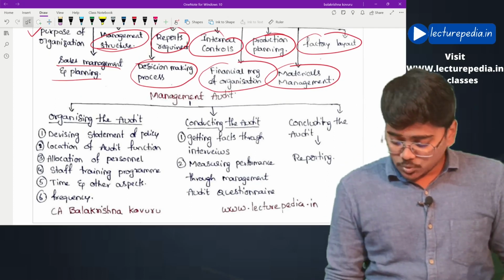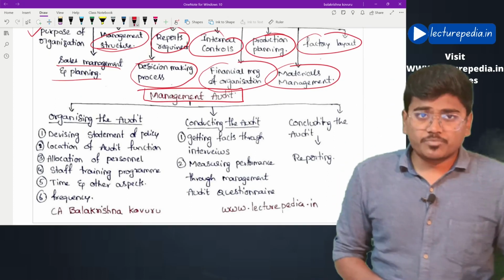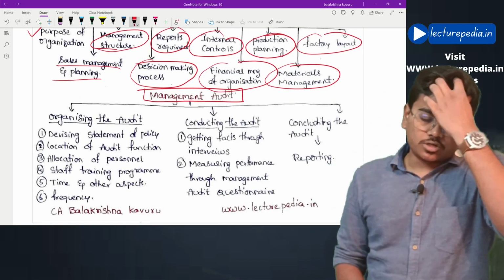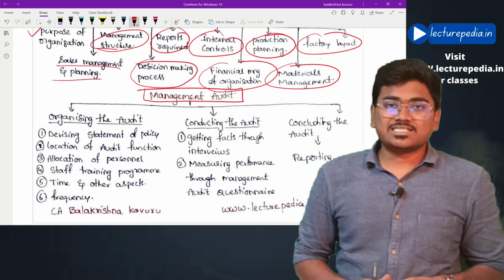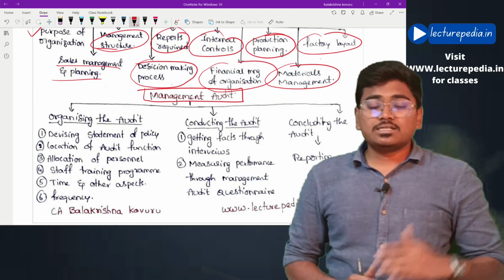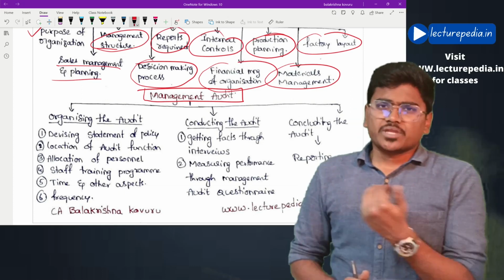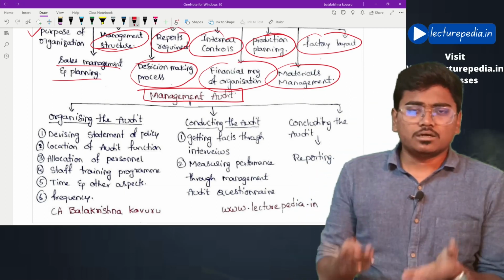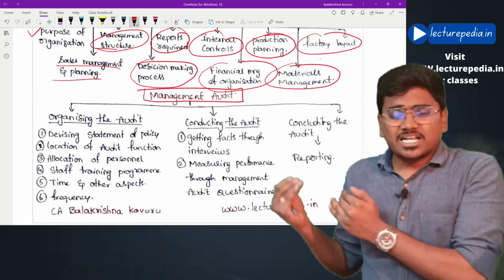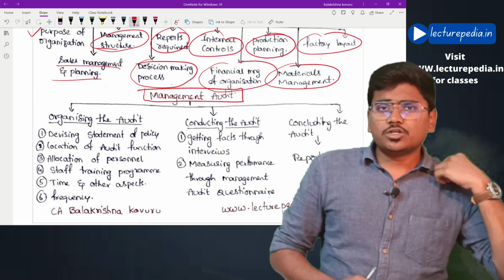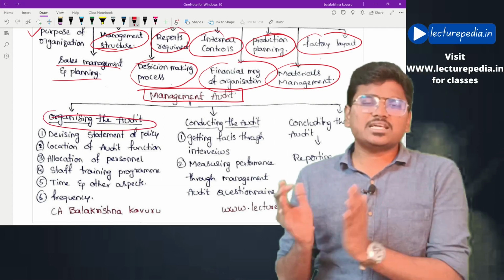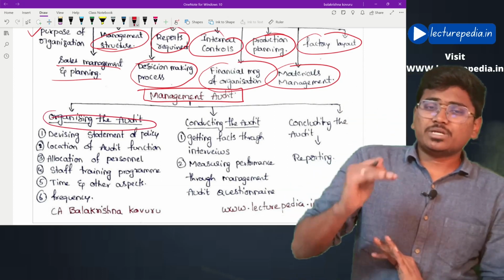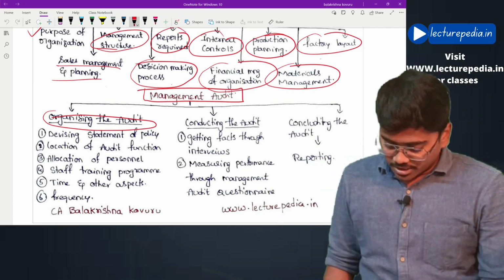Next, coming to management audit. What are the stages of management audit? In case of regular statutory audit, you remember that there are 3 stages. First one, planning the audit, conducting the audit, and concluding or reporting. So this management audit also can be divided into 3 stages. First one is organizing the audit, which is like planning the audit. Now what will be considered in this organizing the audit?